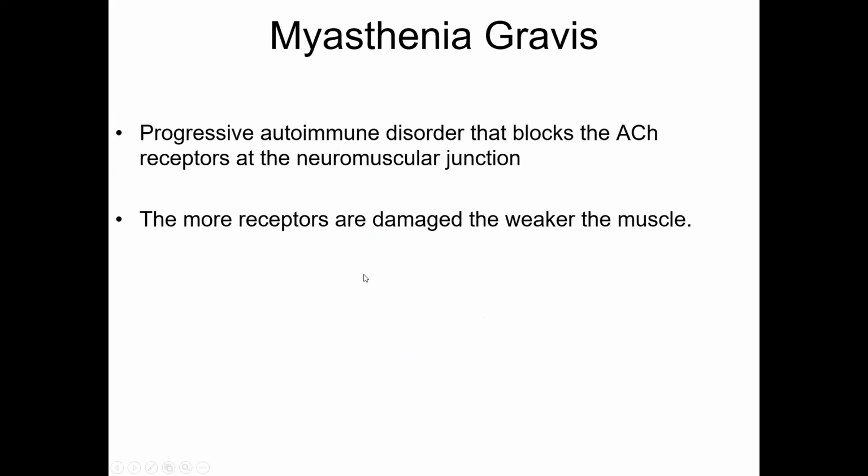There's also an autoimmune disorder where our own immune system attacks and destroys the acetylcholine receptors at the neuromuscular junction. The more receptors are destroyed, the weaker the muscle gets. Myasthenia gravis, as this disorder is called, is a progressive disease, and at the end stage of myasthenia gravis, again, the disablement of the diaphragm causes a life-threatening condition.